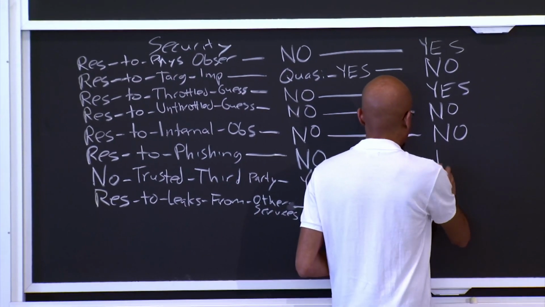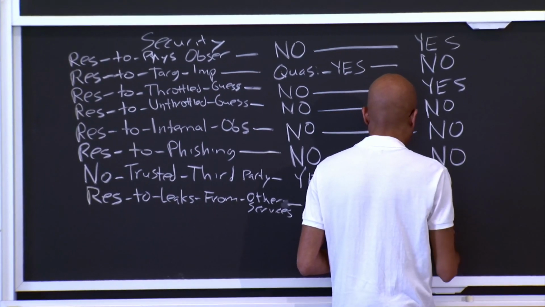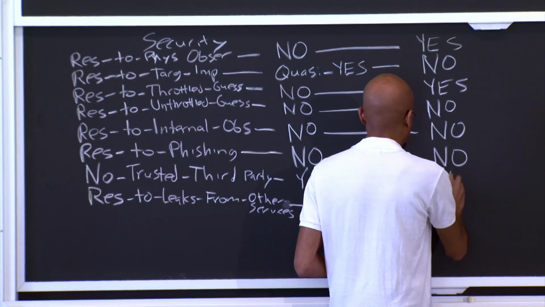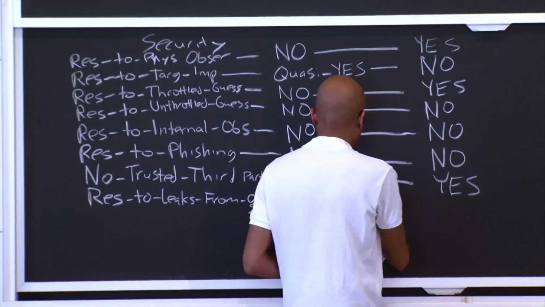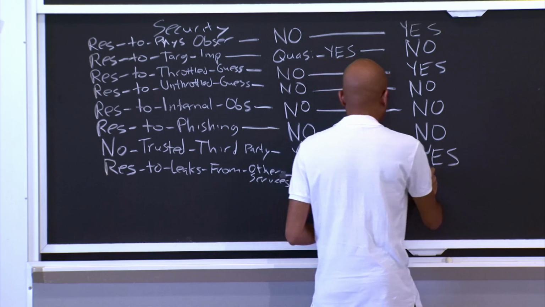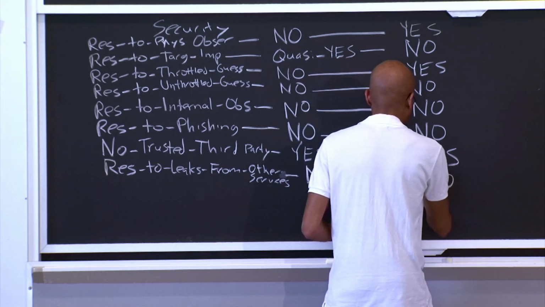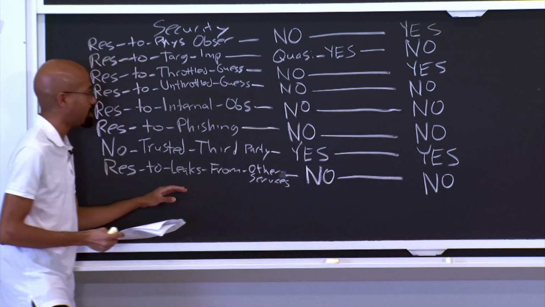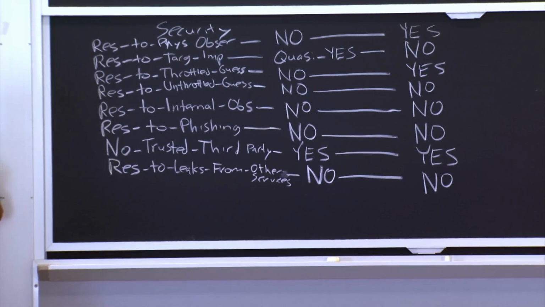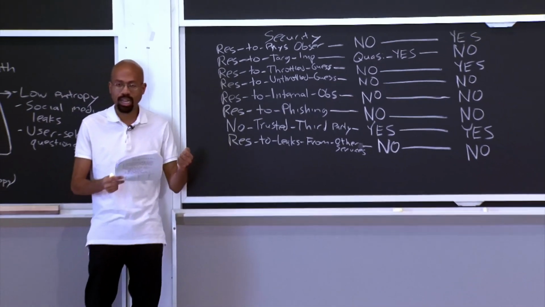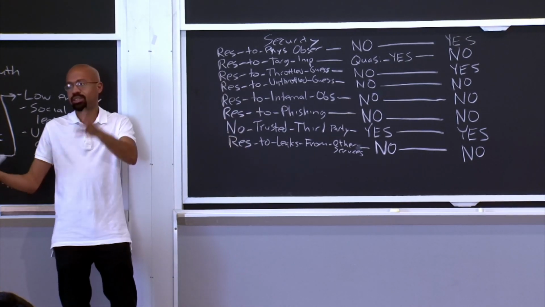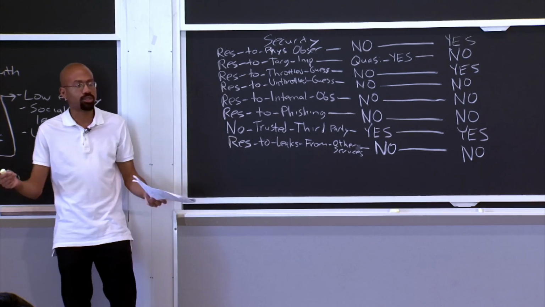Resistance to phishing, here they say no. No trusted third party, so that's a yes. And then this one's actually interesting: resilience to leaks from other servers, here they say no. This is very similar to why passwords are not resilient to this, because once again your biometrics are a static token. If I use my iris scan to authenticate to Amazon.com, and Amazon.com leaks that iris scan data, then someone can now impersonate me at Facebook or some other service that uses that data.